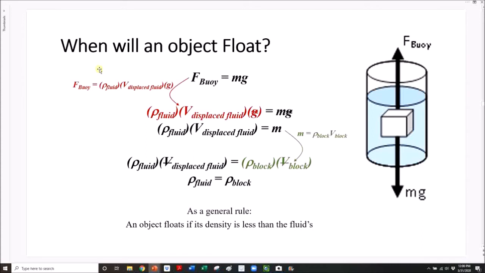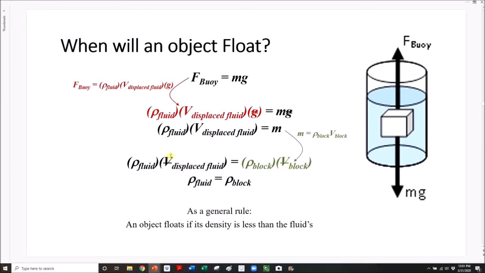Okay, when will an object float? Well, the easy solution is whenever the buoyancy force is as big as the weight of the object. Buoyancy force equals the weight. But remember, buoyancy force equals rho vg. So if we plug that in, we get rho vg equals mg, but the g's cancel. And this is the mass of the block, and the mass of the block is equal to the density of the block times the volume of the block, right? That's our definition of density. So we plug that in, we get the density of the fluid times the volume of the displaced fluid equals the density of the block times the volume of the block.